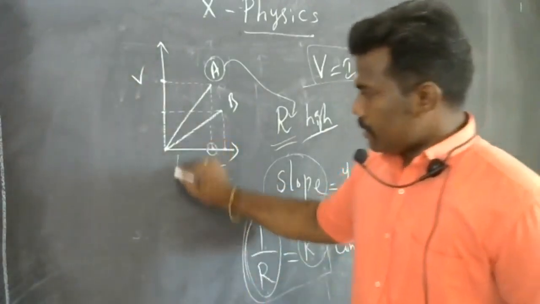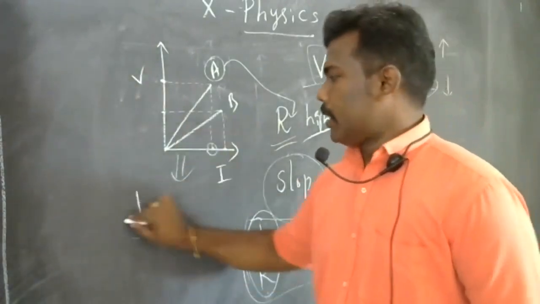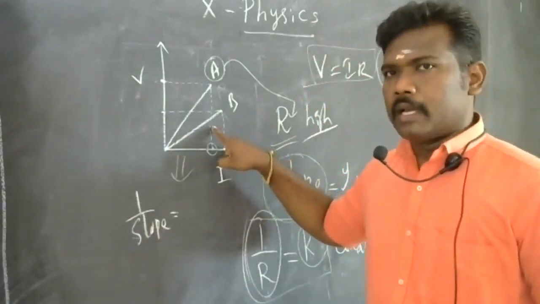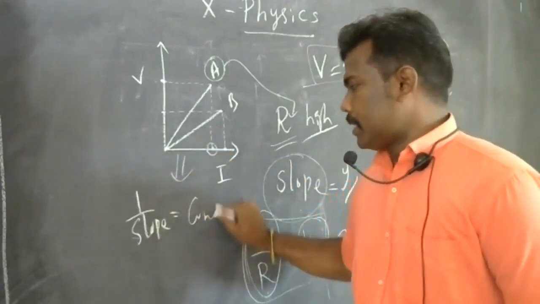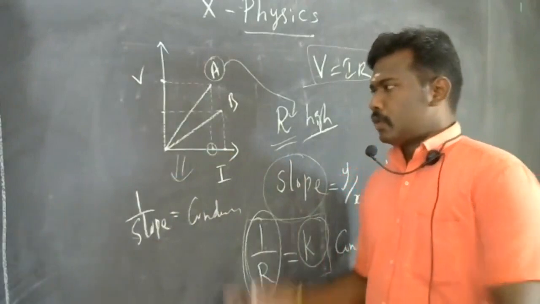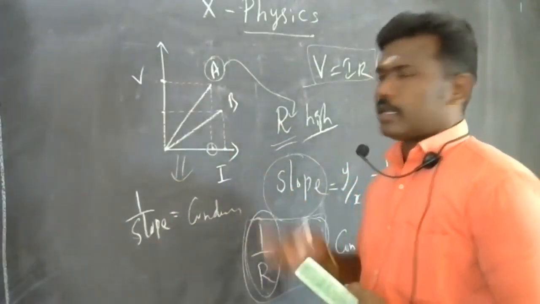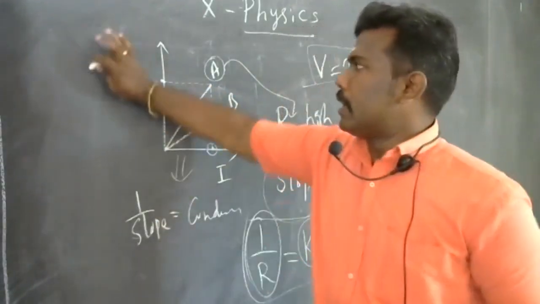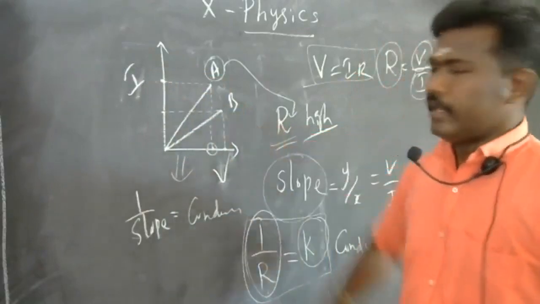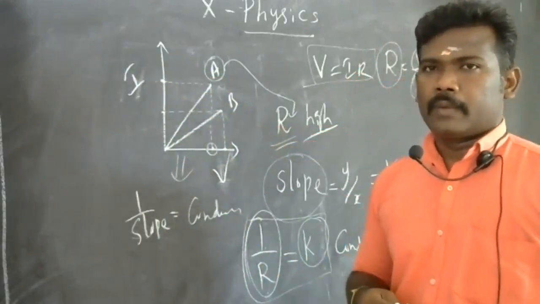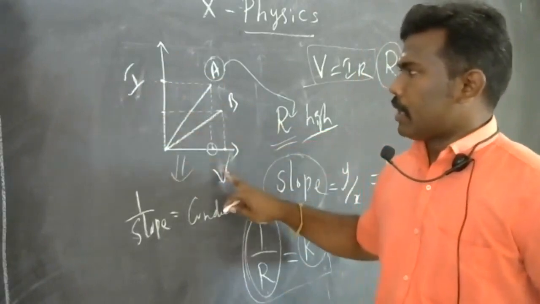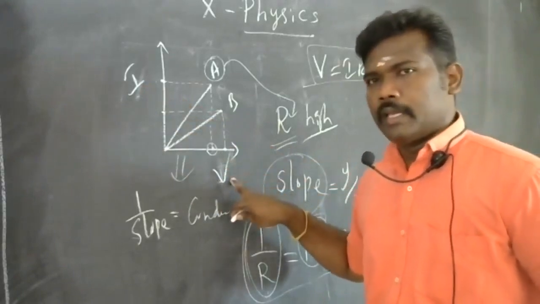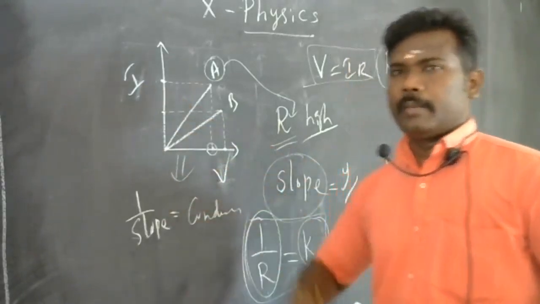So if they are asking, this is a given graph. If you are going to calculate 1 by slope, what is meant by 1 by slope? Slope of this curve is resistance. 1 by slope of this curve is nothing but conductance. That's all. So in this graph, I am taking electric current on the x-axis and potential difference on the y-axis. If they are asking in reverse order, taking I here and V here, definitely the concept is entirely different from the previous one. Here, if you calculate the slope, slope is I by V. So in this graph, the slope is nothing but conductance. 1 by slope is nothing but resistance.